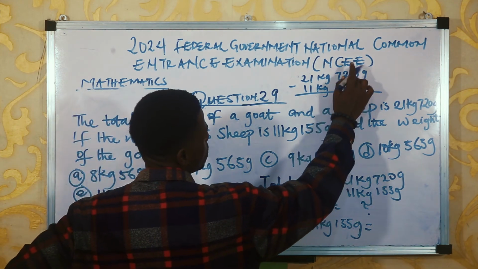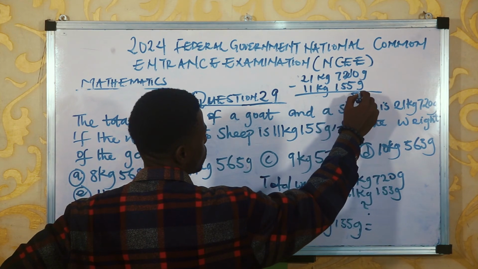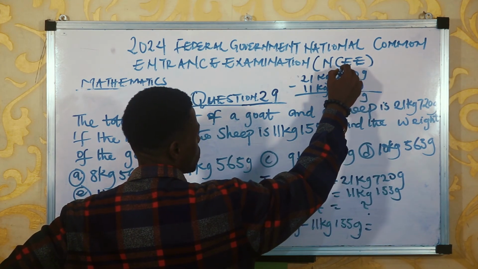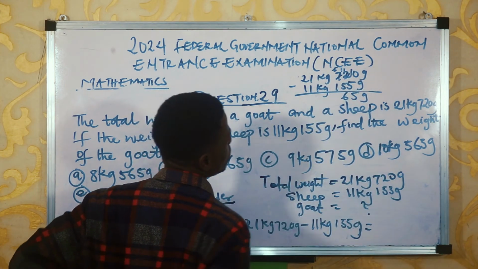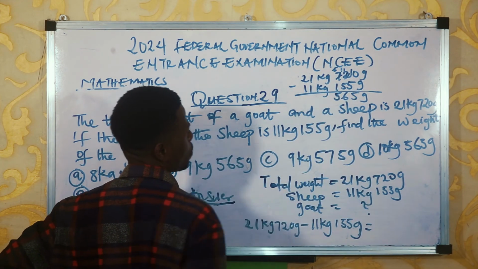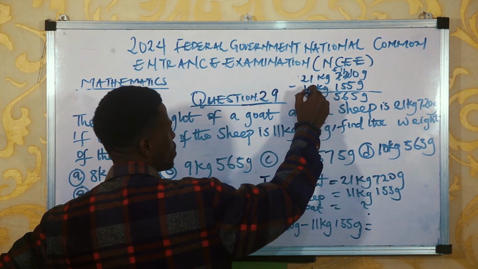Now if you look at this place, we brought one from here, this becomes 10. 10 minus 5 gives us 5. This one remains 1. When we brought one from this 7, this becomes 11 and this remains 6. 11 minus 5 will give us 6. Then this 6 will now minus 1 give us 5. Okay. Then in this place, 1 minus 1 gives us 0. 2 minus 1 is 1.